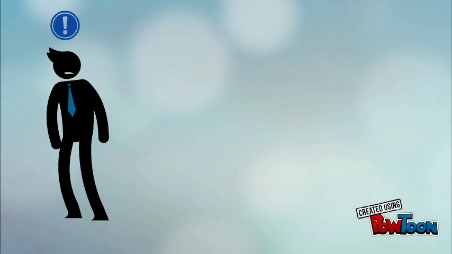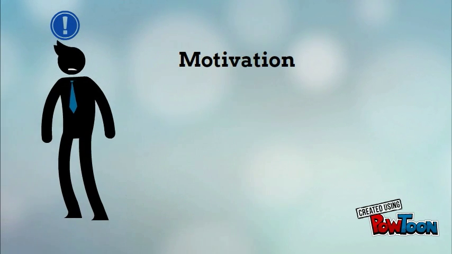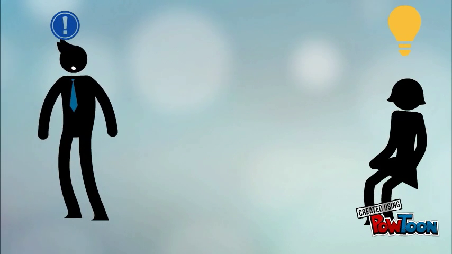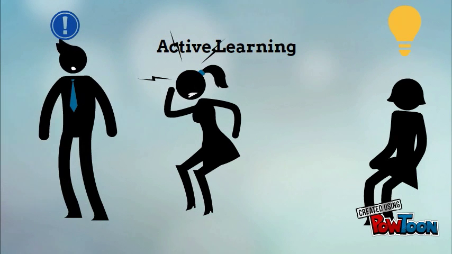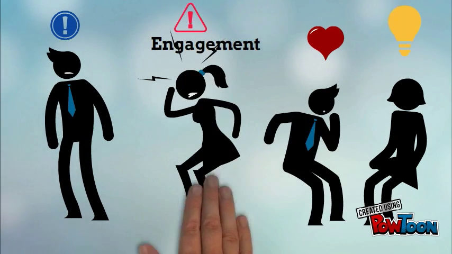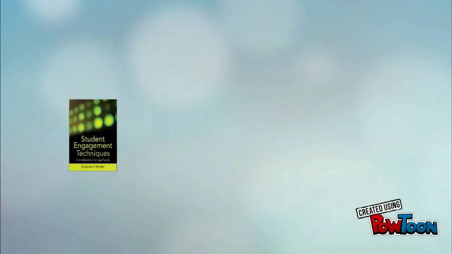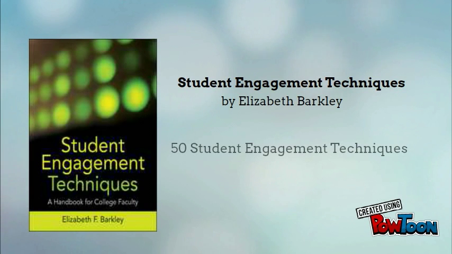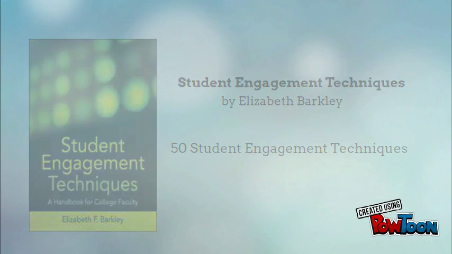We've all seen it, the disengaged student. Bored, distracted, or emotionally troubled. Why is it sometimes so hard to get students to think, to care, to engage? There is no single tip or strategy that will offer a magic formula for student engagement. Thankfully, in Elizabeth Barkley's book entitled Student Engagement Techniques, there are 50 different strategies that teachers can use to help bridge the gap between those engaged and disengaged.